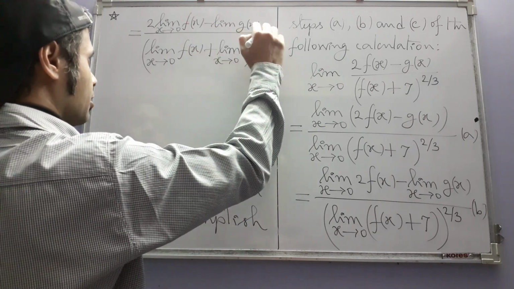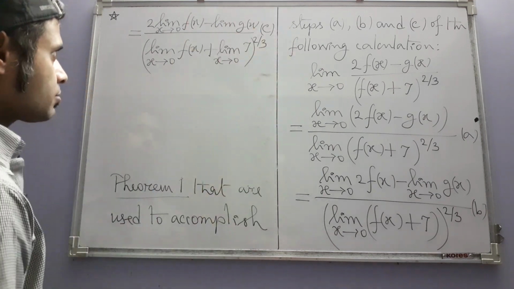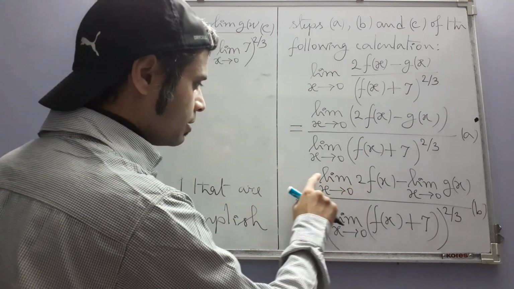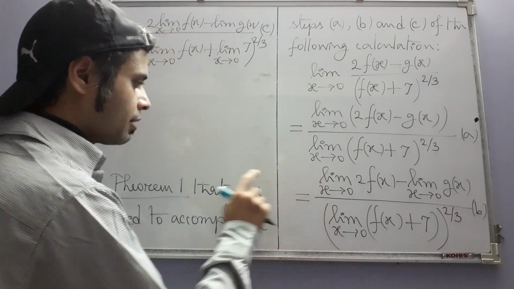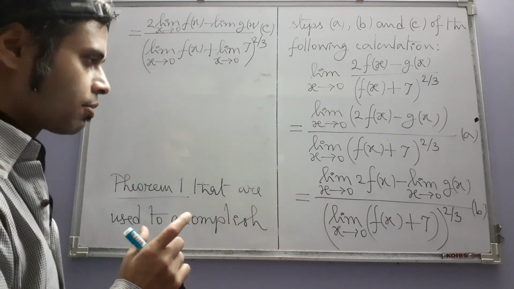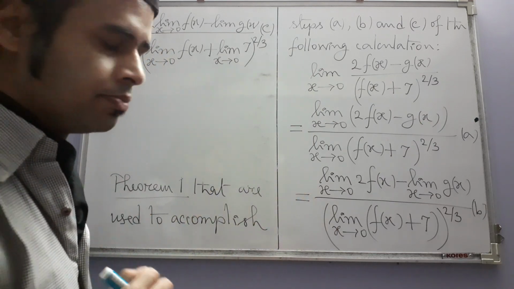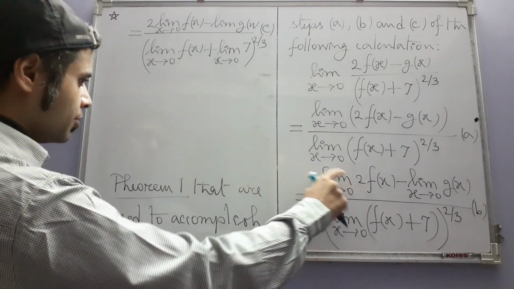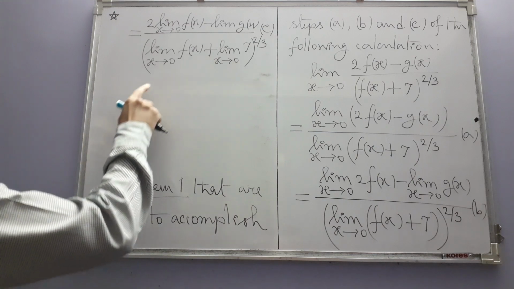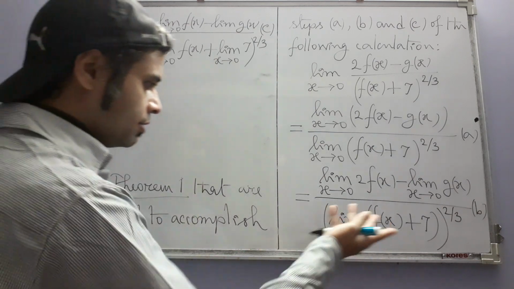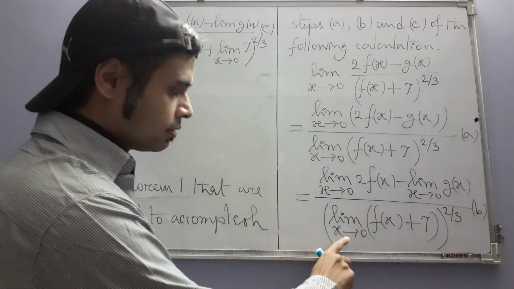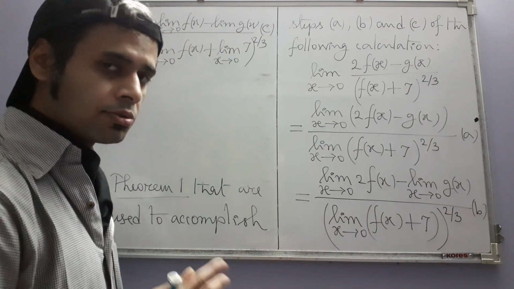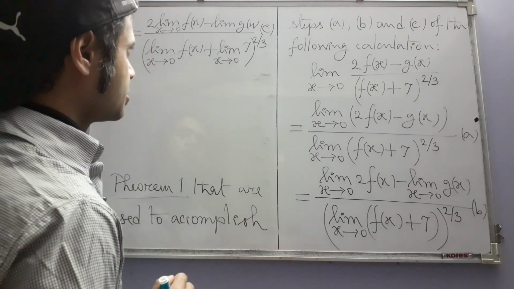And this has been named step C. So in step C, we have taken this 2 outside, which we are able to do because of the constant multiple rule. Because of that rule, that part of theorem 1, we are able to bring the 2 outside. And in the denominator, we have just used the sum rule. The limit of a sum of 2 functions is equal to the sum of their limits.